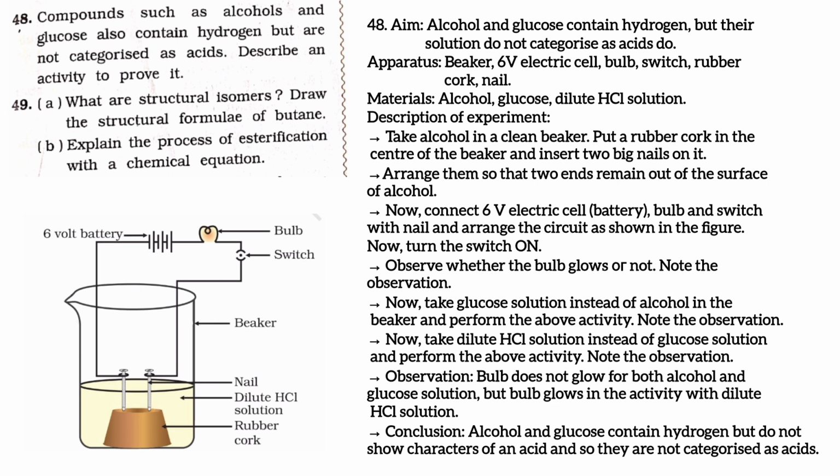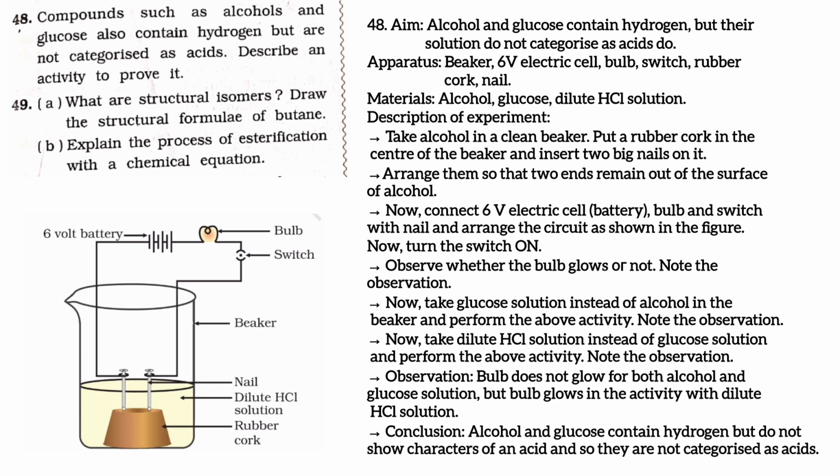Now description of experiment. Take alcohol in a clean beaker, put a rubber cork in the center of the beaker and insert 2 big nails on it. Arrange them so that 2 ends remain out of the surface of alcohol. Now connect 6-volt electric cell, that is battery, bulb and switch with nail and arrange the circuit as shown in the figure. Now turn the switch on. Observe whether the bulb glows or not.